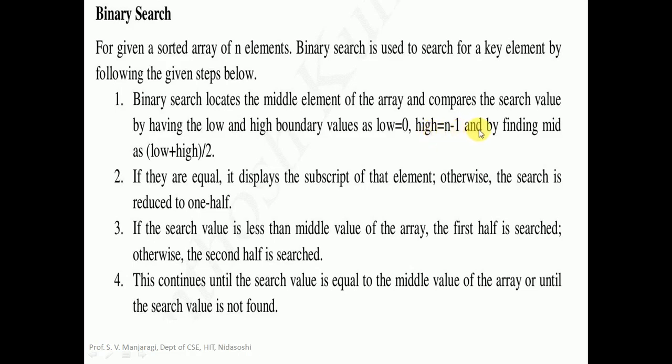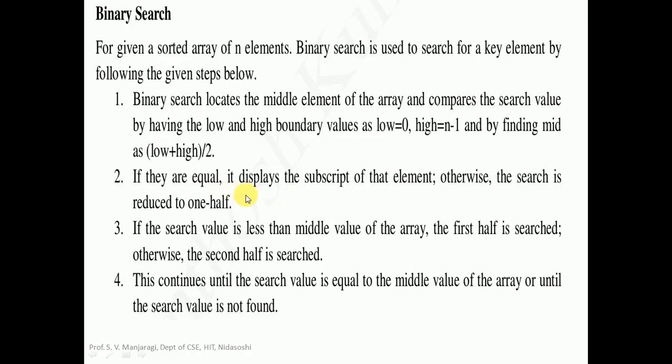Then we need to find the index of the middle element, because we need to compare the key with the middle element first. To find the index of the middle element, we apply this formula: the lower index plus the higher index, divided by 2. Low is 0 and high is n minus 1, so we add these two and divide by 2. We will get the position of the middle element. After that, we compare the key with the middle element of the array. If both are equal, then we display that the element is found and its position will be displayed.